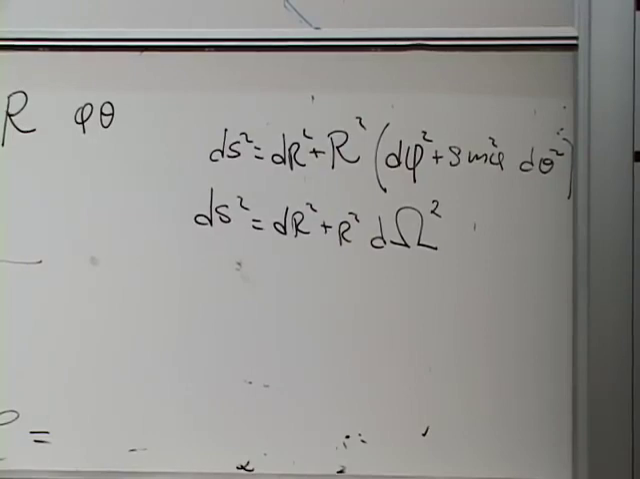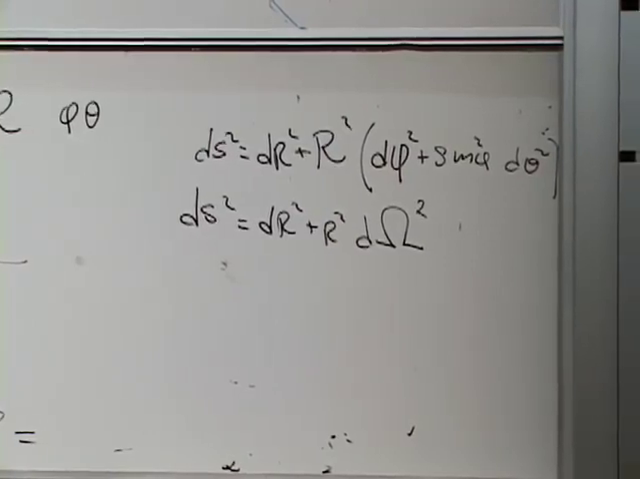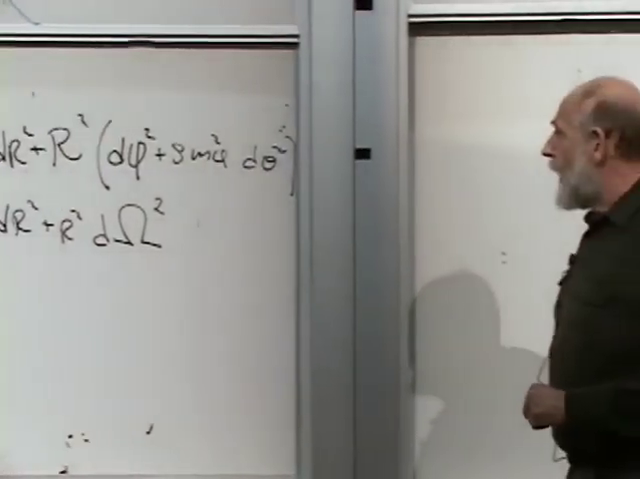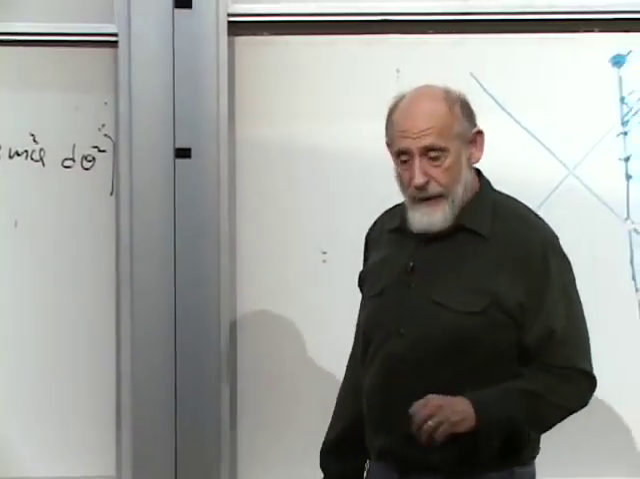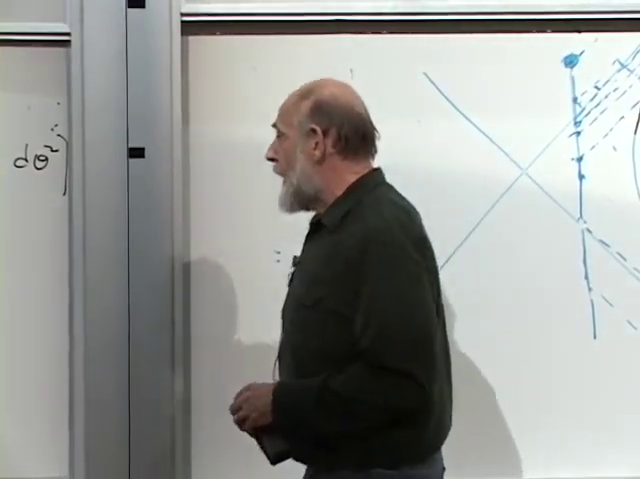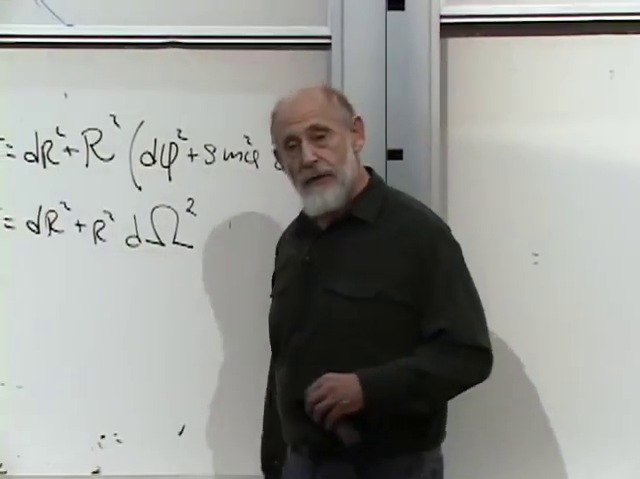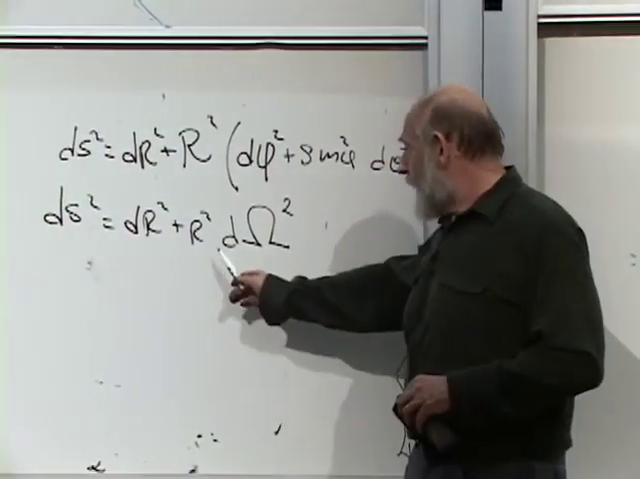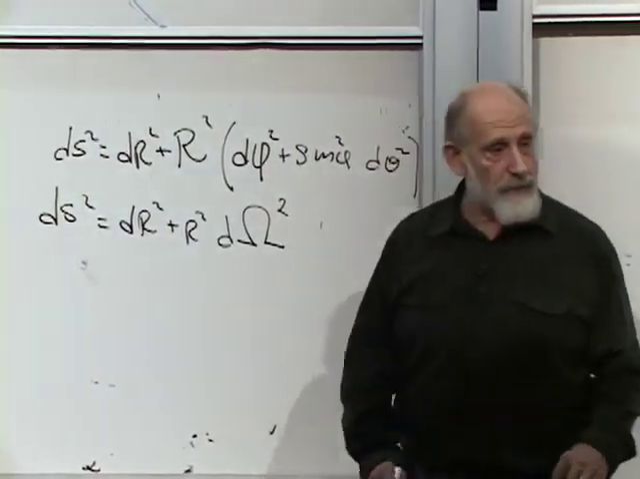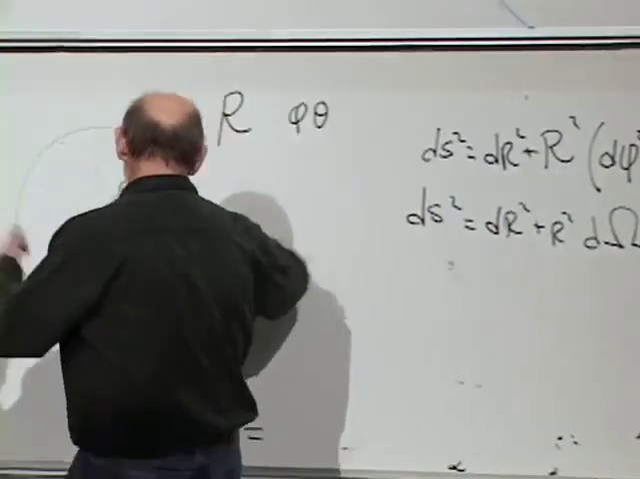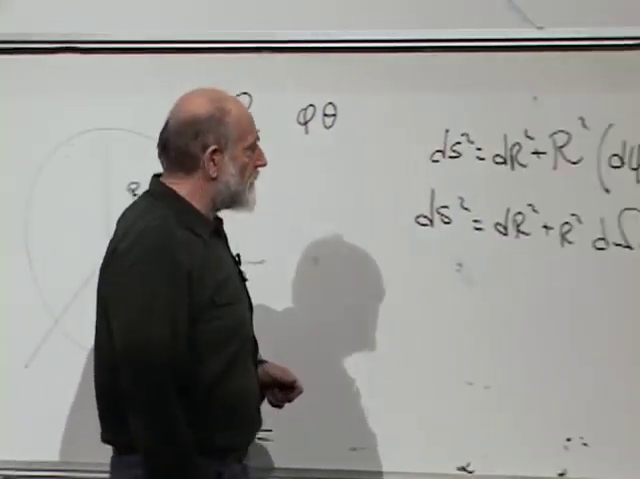That's the metric of ordinary flat space in spherical polar coordinates. And remember now that omega stands for two directions, theta and phi. And the r squared here is just there because as you go further and further out, the sphere just gets bigger and bigger. That's all.